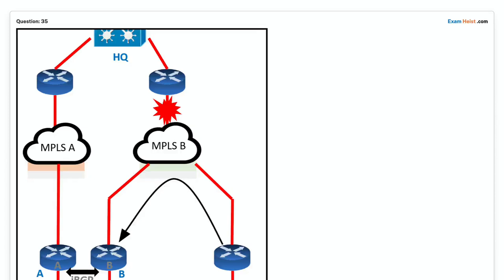Option C. Increase the local preference for all HQ prefixes received at branch from the MPLS network to be higher than the local preferences used on the MPLS-A network. Option D. Introduce an AS path filter on branch routers so that only local prefixes are advertised into BGP. Choose the correct answer. Correct answer is option D. Introduce an AS path filter on branch routers so that only local prefixes are advertised into BGP.